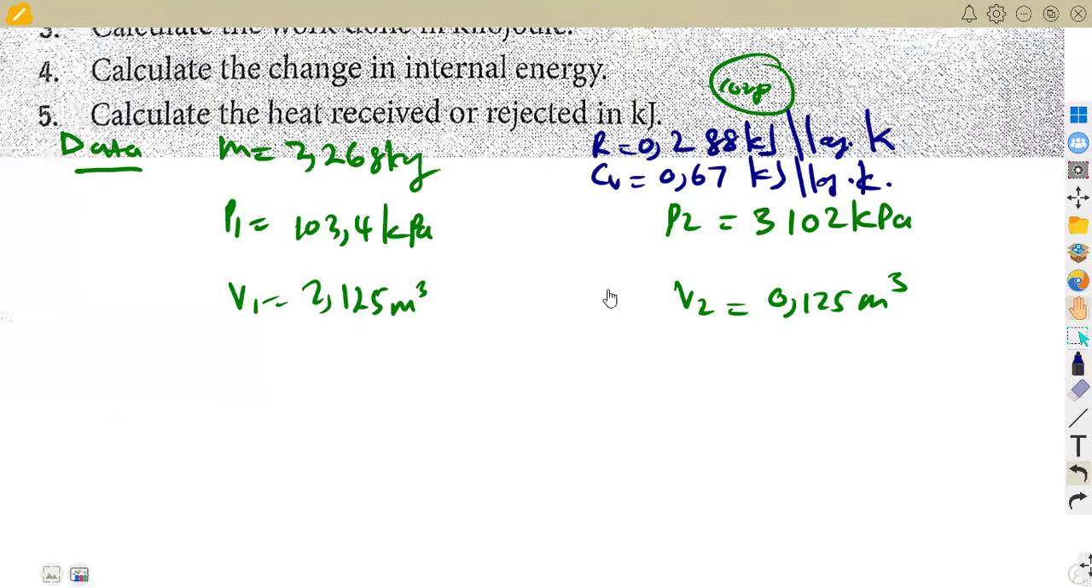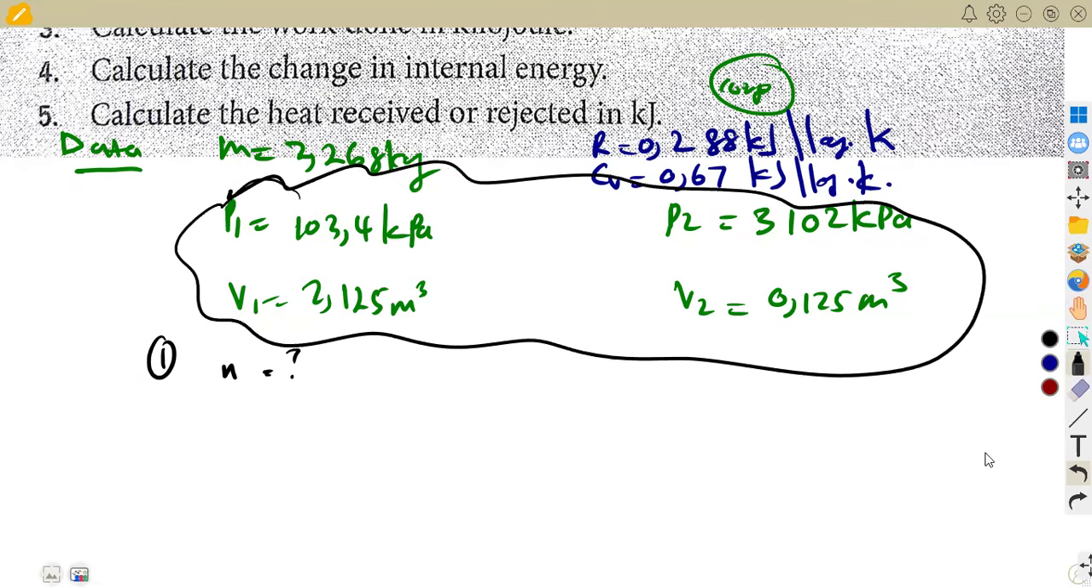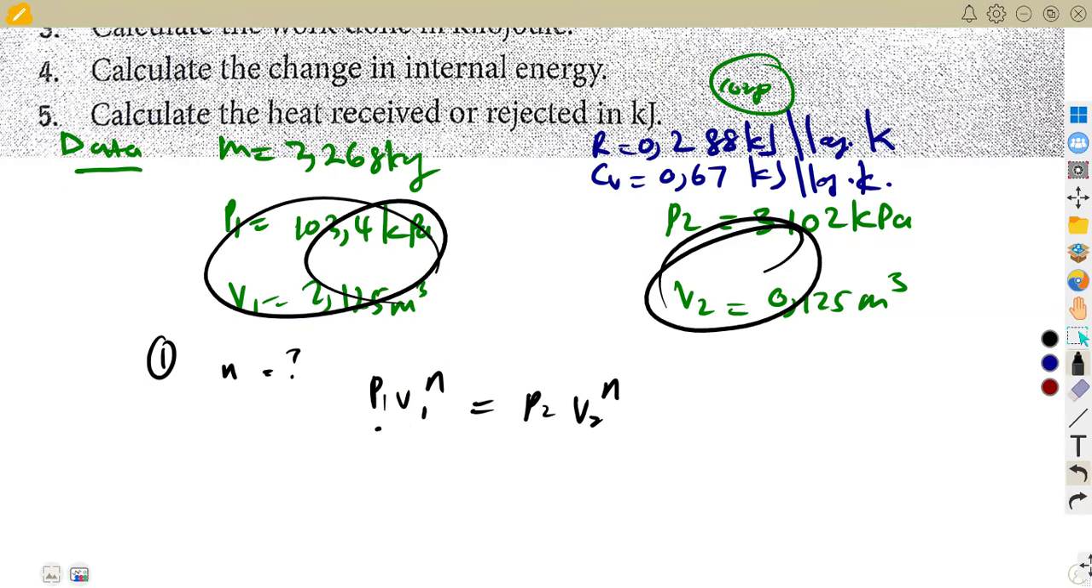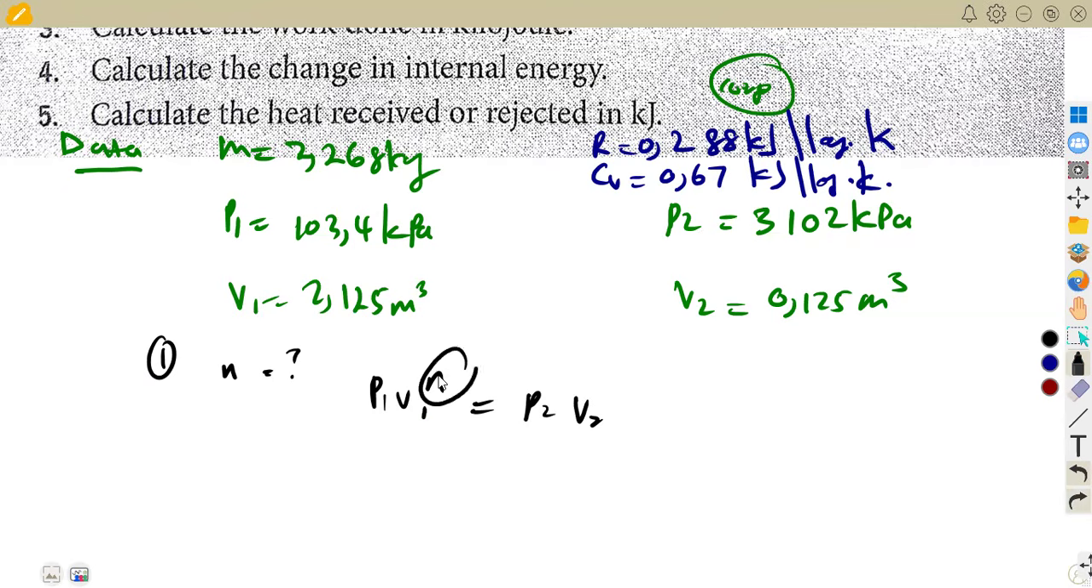How can we determine n? From the pressure and volume that we have. Remember we connected this previously and said P1 V1 to the exponent of n is equal to P2 V2 to the exponent of n. I have P1, V1, P2, V2 from the information that we have there. So let me make n the subject. How can we make n the subject?